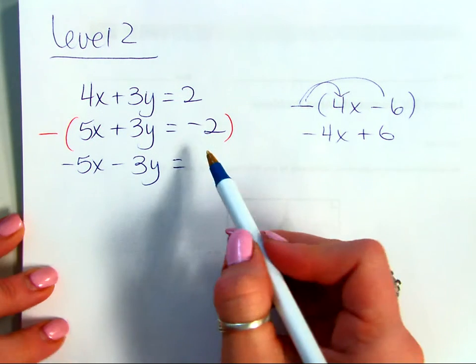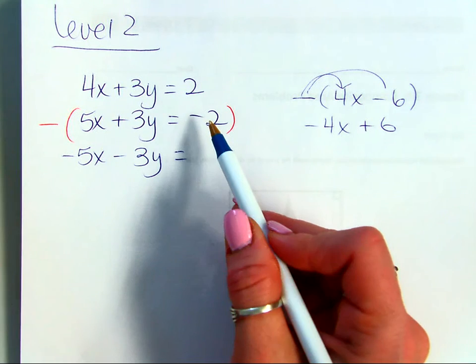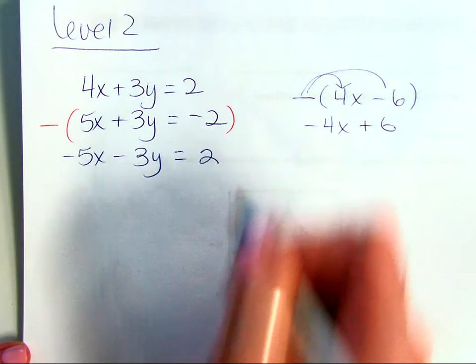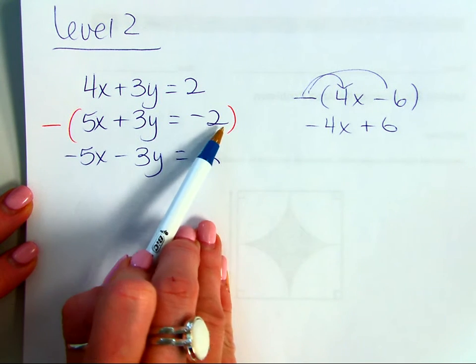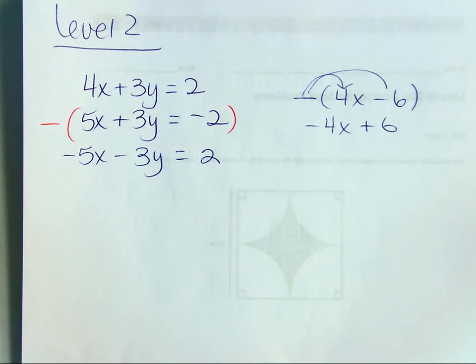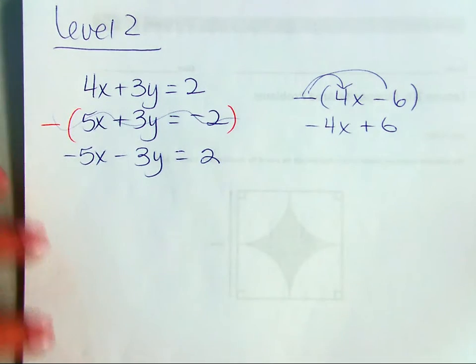And this is the one people forget the most. It's all the way over here by itself. That negative 2 has to become a positive 2. You are not just multiplying the terms with the variables. You have to do the whole equation. Okay? That's called taking the opposite of an expression or equation. So now, I don't really need this anymore. I have my 2 equations.